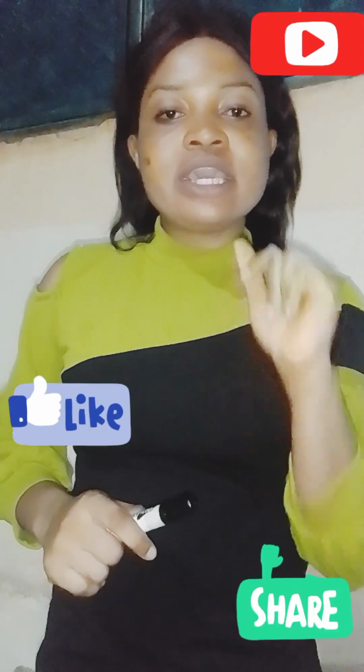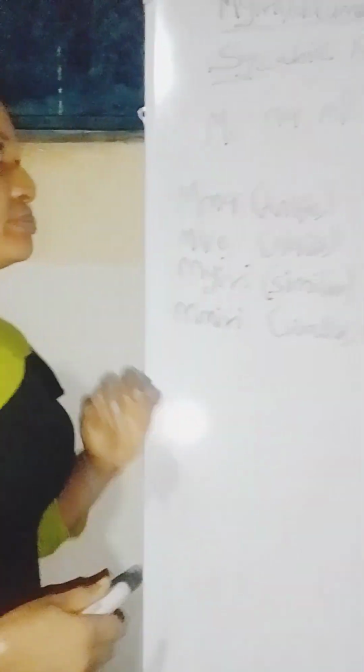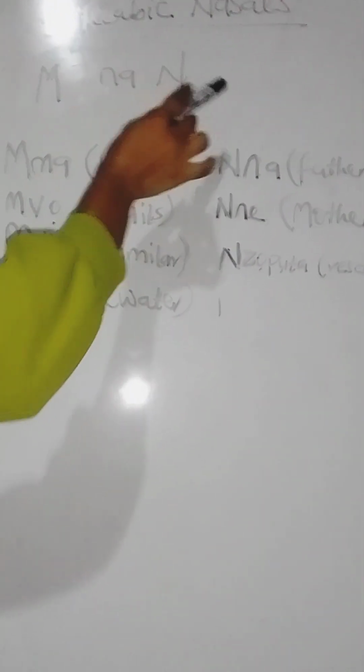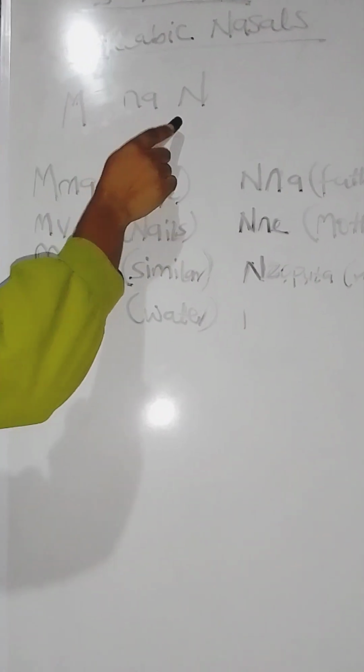The Igbos have two syllabic nasals. Letter m and letter n. So let's go to the board and see them. These are the syllabic nasals of Igbo language. This is m and this is n.